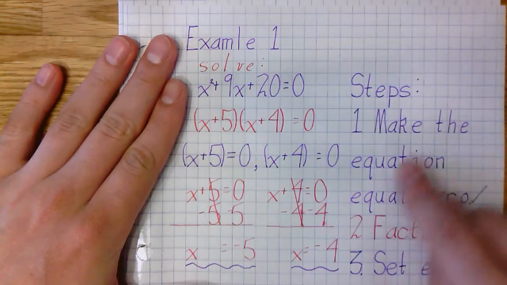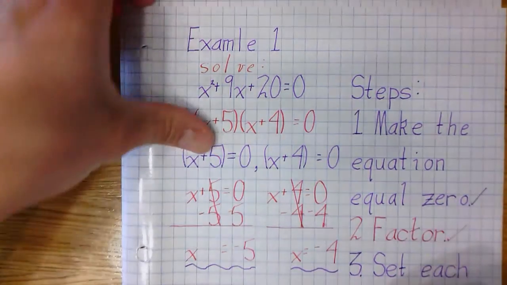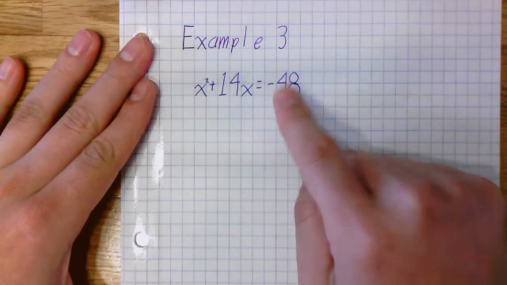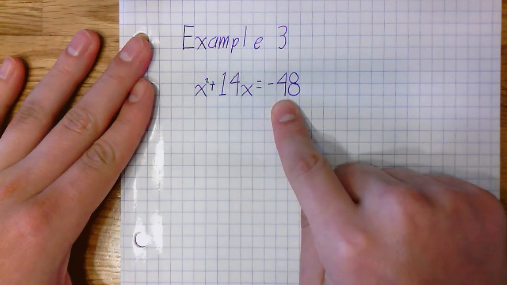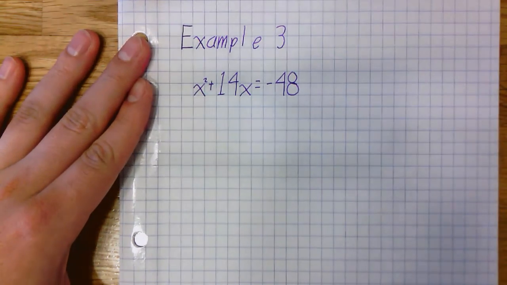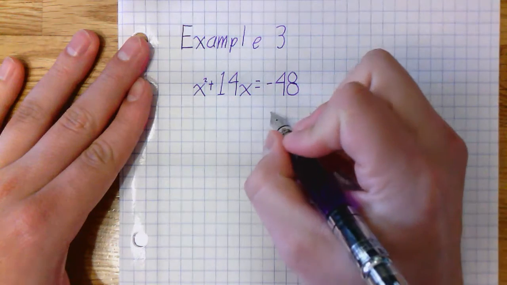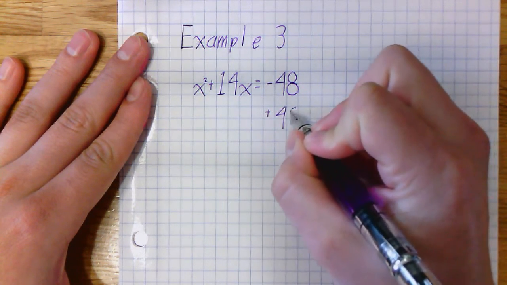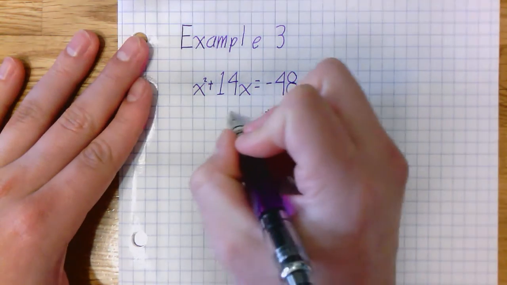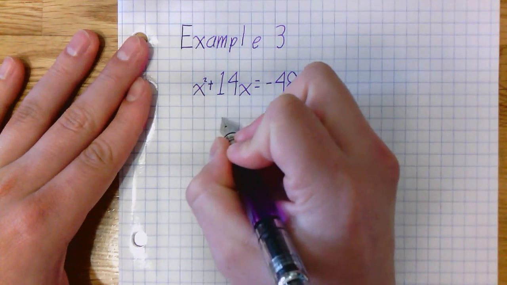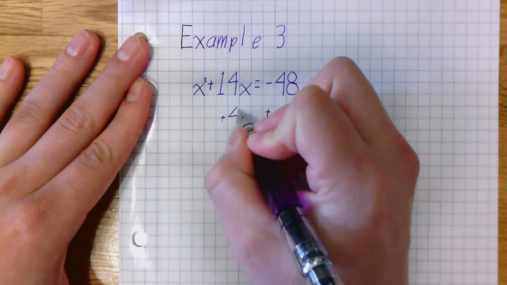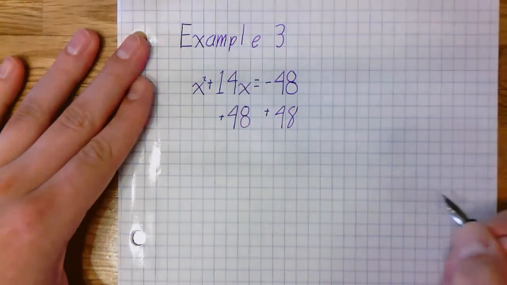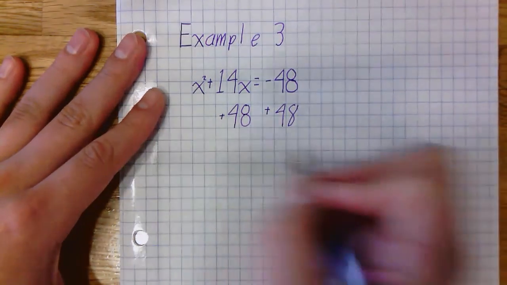All right, let's look at the steps again. Step 1, make the equation equal 0. See how that's not a 0? We need to make it a 0. So what could we cancel out negative 48 with? Oh, I know, positive 48. So we're going to add 48 to both sides. Okay, so we put plus 48 on both sides.